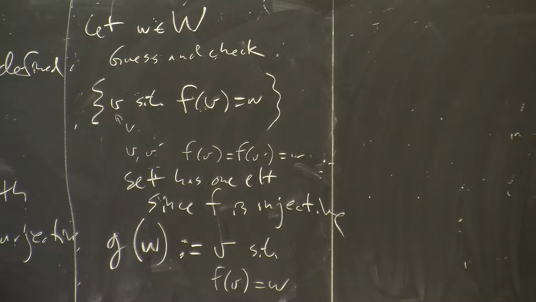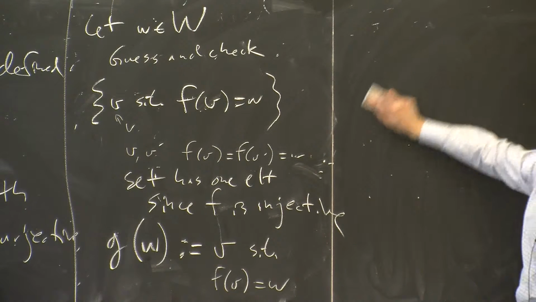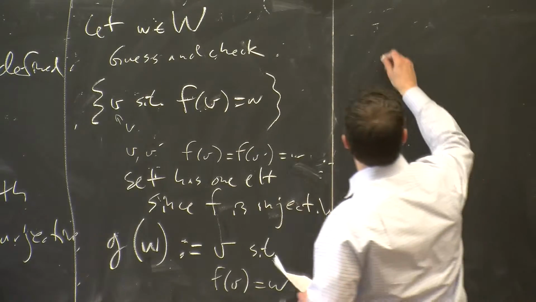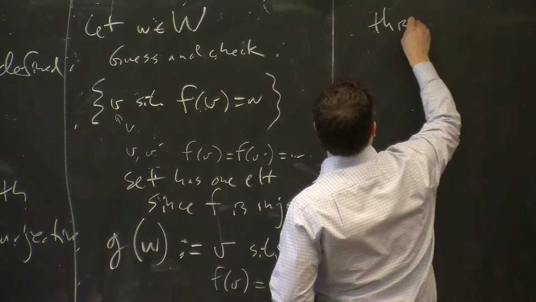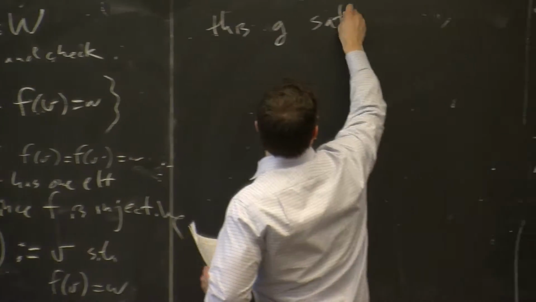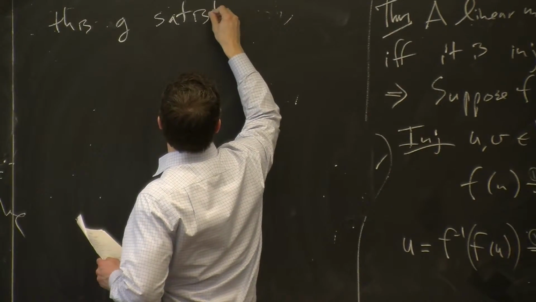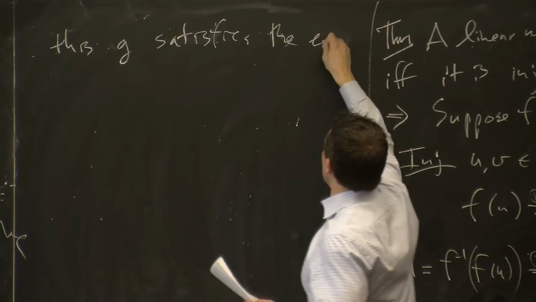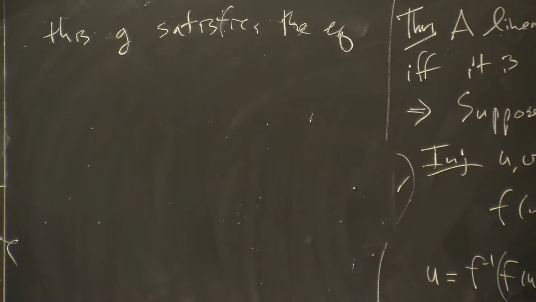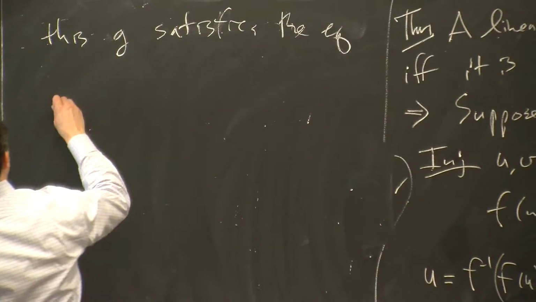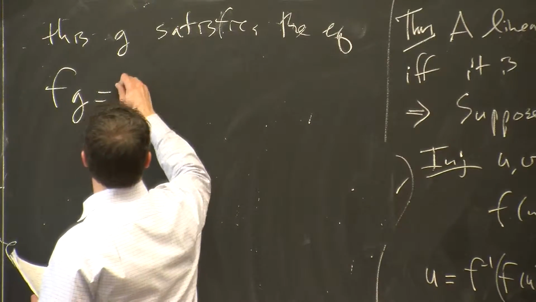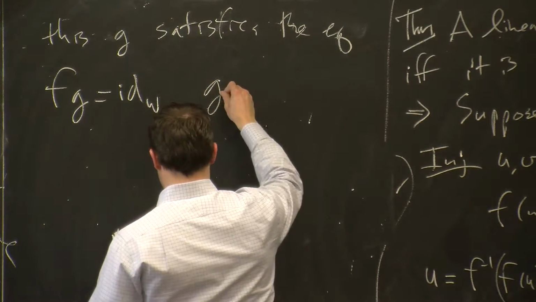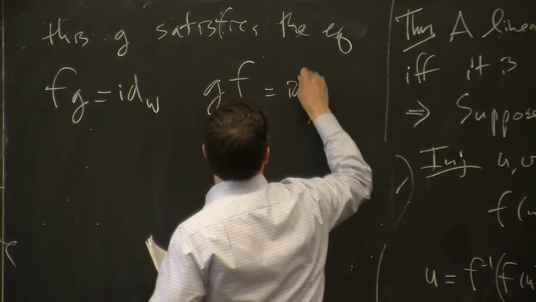And this is our guess. I mean, this is what the inverse has to be. And so we have to show that this G satisfies the equations defining the notion of inverse. That is, if I compose F with G, I get the identity on W. And if I compose G with F, I get the identity on V.